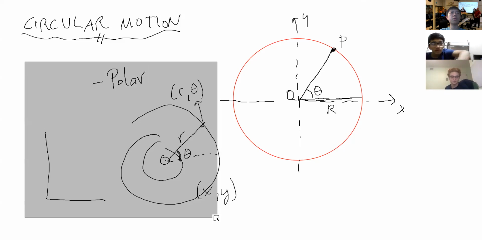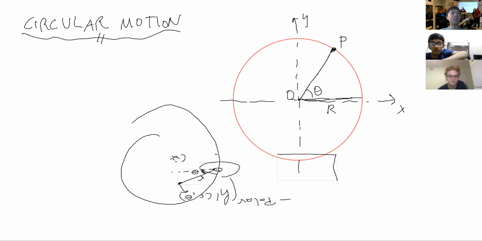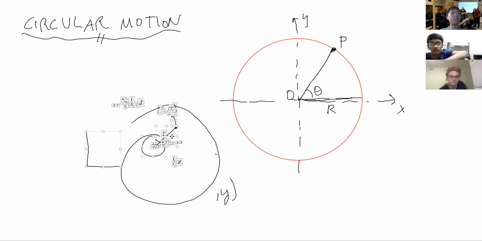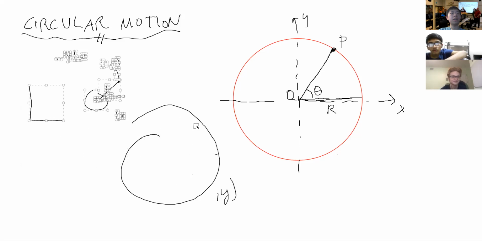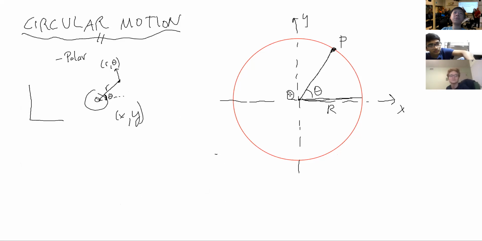Cool. So I'm just going to move this over here and shrink it down a little. All right, so using polar coordinates, you can tell where the position of P is just using this angle theta from our x-axis, right?